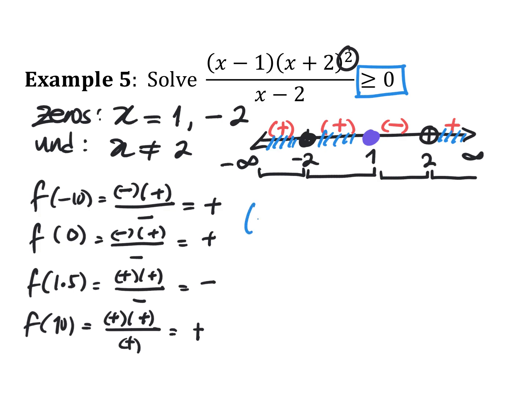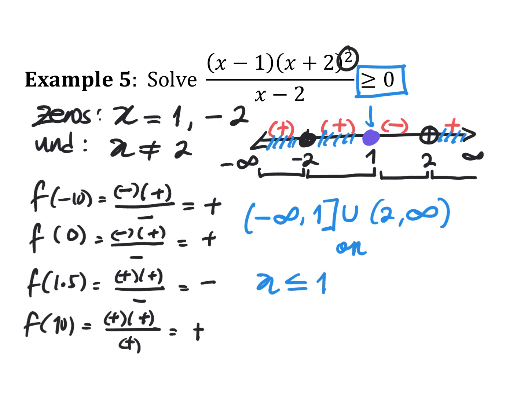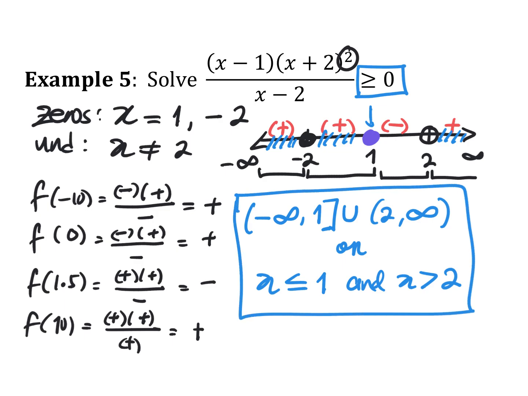We can write it this way: from negative infinity to 1, and 1 is a 0, so we use a bracket here, and the union of 2 to infinity. Or we can also write it this way: x is less than or equal to 1, and x should be greater than 2. So this is the answer to your exercise in this specific example.